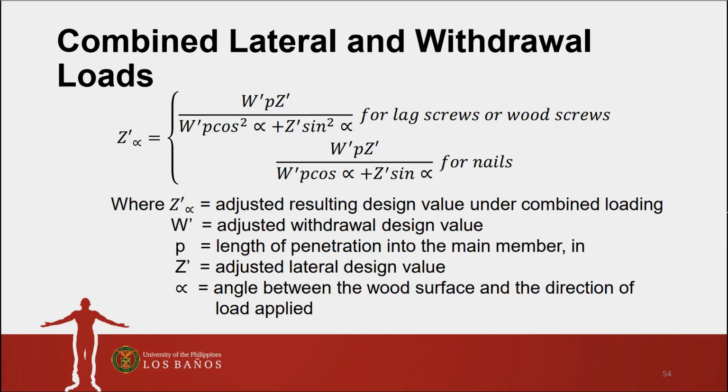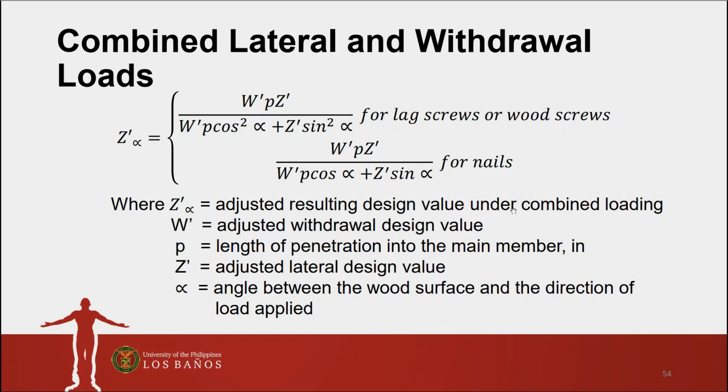For combined lateral and withdrawal loads, we have the value Z prime alpha, which is equal to this equation: W prime multiplied by P multiplied by Z prime over W prime P cosine squared alpha plus Z prime sine squared alpha, for lag screws and wood screws. And for nails, we have the equation W prime multiplied by P multiplied by Z prime over W prime P cosine alpha plus Z prime sine alpha.